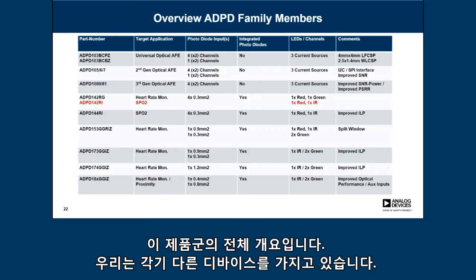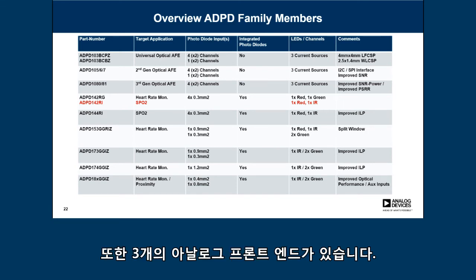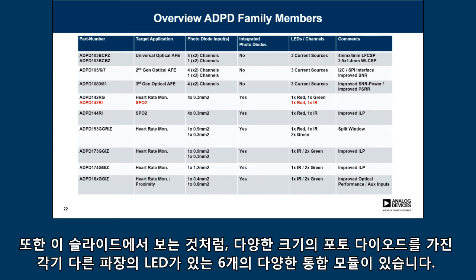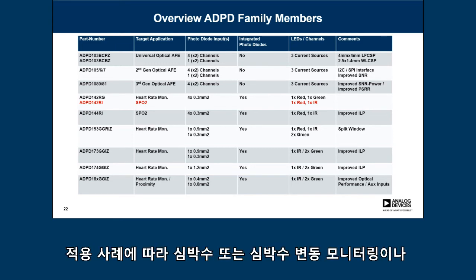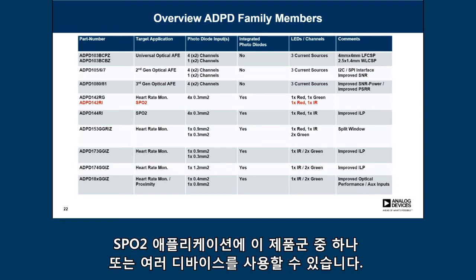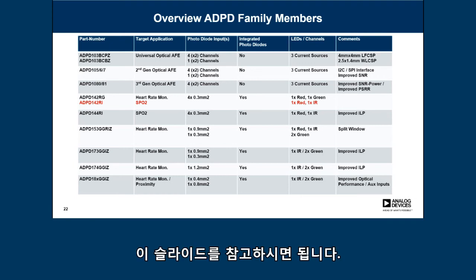You see a complete overview of the family. So we have half a dozen different devices. So we have 3 analog front ends, but you see on the slide also 6 different integrated modules with different wavelengths of LEDs, with different sizes of photodiodes, and depending on the use case, being either heart rate or heart rate variability monitoring or SpO2, you could take one or the other device out of our family. So I included this slide just for your reference.